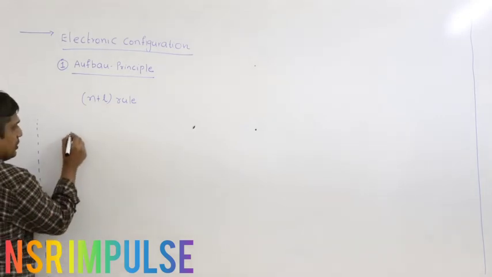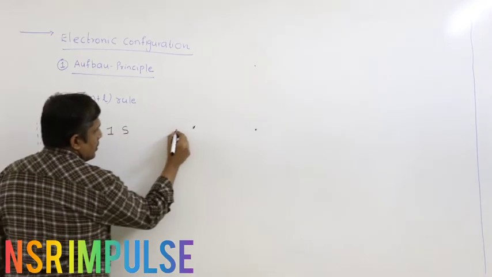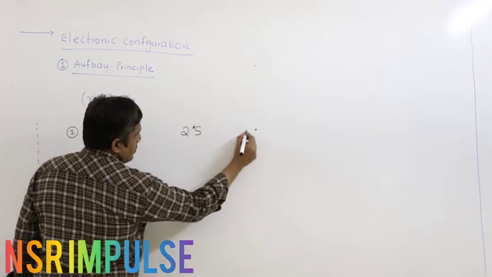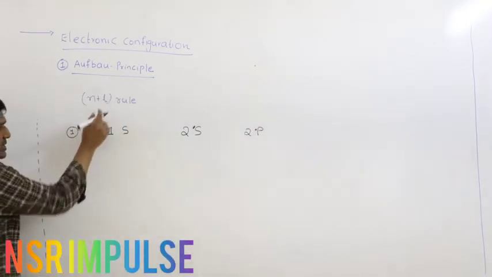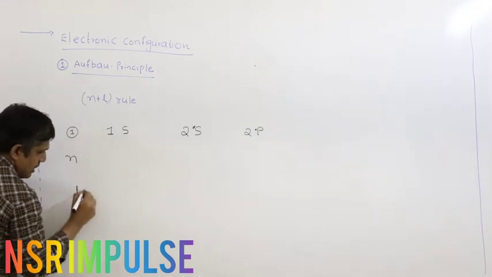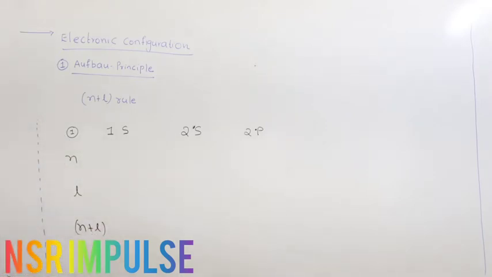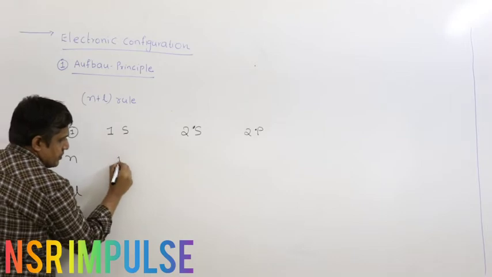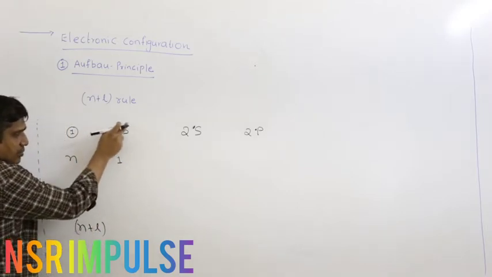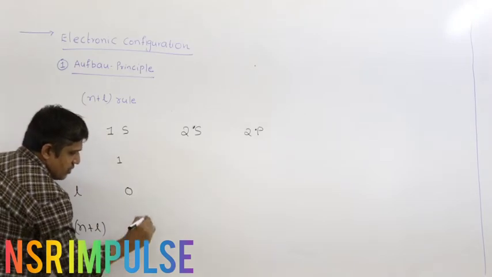So let us take one example. Say 1s, 2s, 2p. So these are the three orbitals I am taking. So how to find n plus L rule? Find n value, L value, then n plus L value. For 1s orbital, the n value is 1. For s orbital, L value is 0. 1 plus 0 is 1.